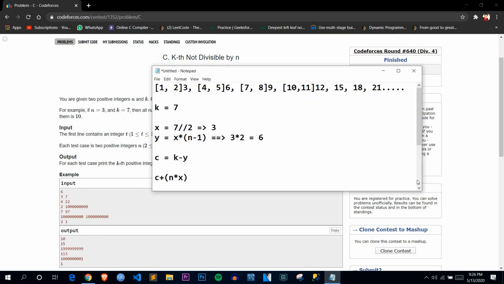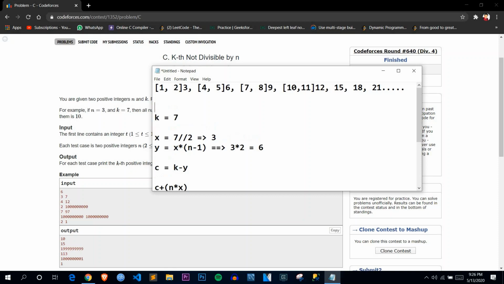So I have written down some series here. Notice one thing, we are dealing with n is equal to 3 here, so let me write it down: n is equal to 3. Now we have to find all the terms which are non-divisible by 3. First of all, let me walk you through all the terms which are divisible by 3. They are 3, 6, 9, 12, 15, 18 and so on.